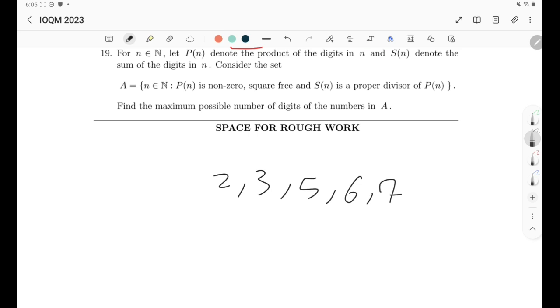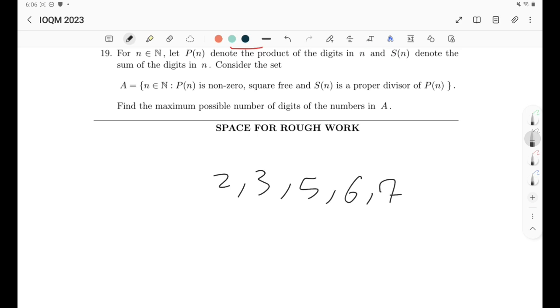Okay, now what are they telling us? That Sn, the final condition, is that Sn is a proper divisor of Pn. A proper divisor means it's not 1 and it's not the number itself. So find the maximum possible number of digits of the numbers in A. We need to maximize the number of digits. So kind of find the greatest number n that satisfies that.